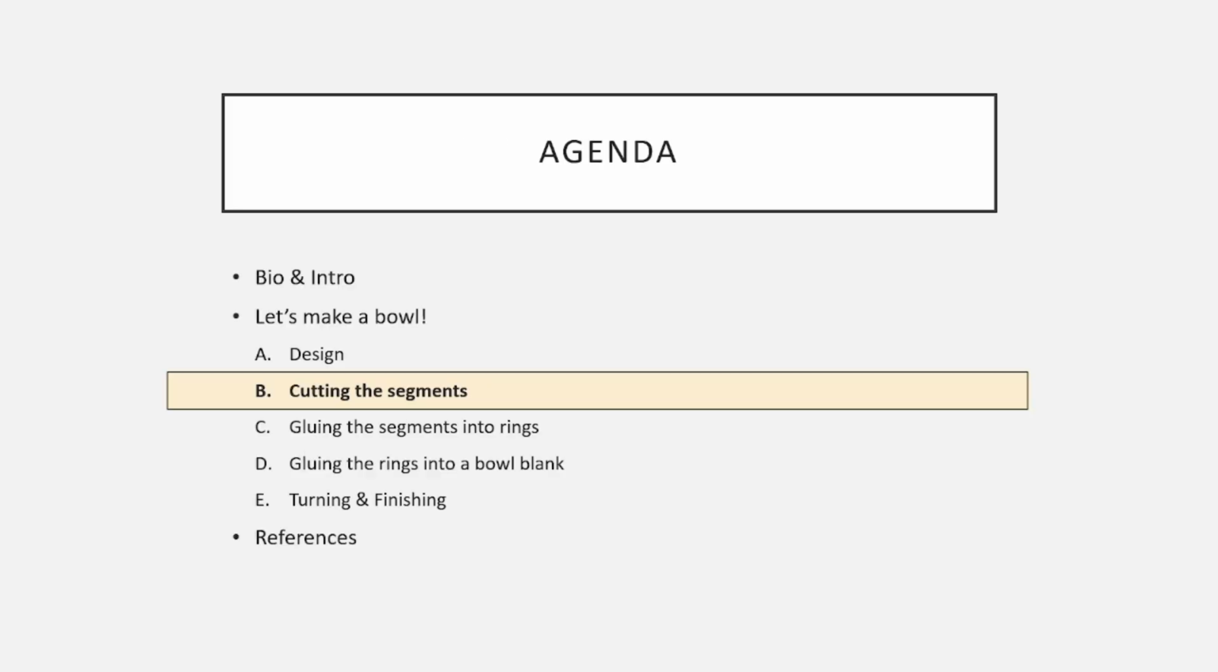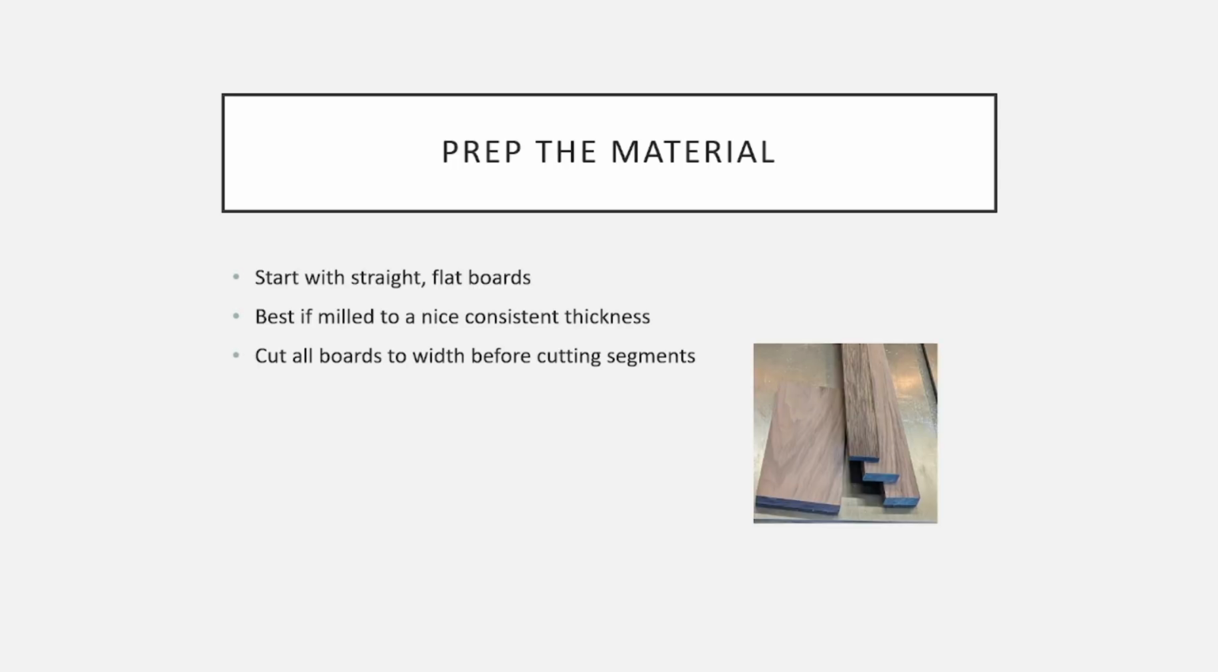All right. Hopefully that was the most boring part of the presentation, but I'm sure you'll let me know. Now we're going to move on to cutting the segments. And you want to start with straight flat boards. I usually take good solid lumber and run them through a planer and/or a drum sander to get them nice and flat. And you want to make sure they're a nice consistent thickness, because if they're not, you'll have a little bit more work flattening things later on.